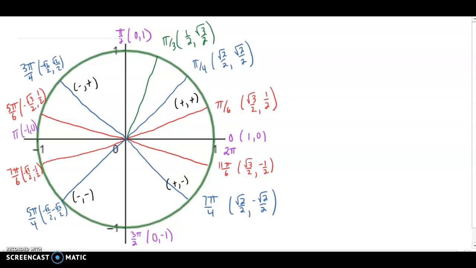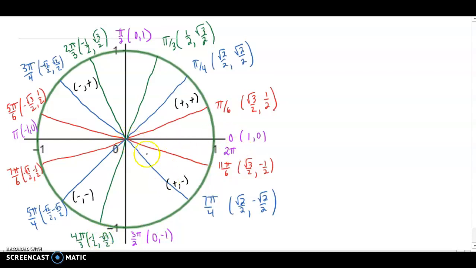In quadrant 2 with pi over 3s, again, we're pi over 3 short of 1 pi. So that'd be 3 pi over 3. This now becomes 2 pi over 3. The x is negative, so a -1/2 for the cosine. And the y is positive, so it's √3 over 2 for the sine. Quadrant 3 down here, we're pi over 3 past pi, so 4 pi over 3. Again, both coordinates negative, so we take what we have in quadrant 1. So it makes it a negative 1/2 for the cosine and a negative root 3 over 2 for the sine.